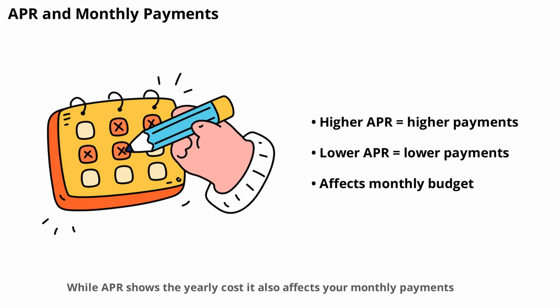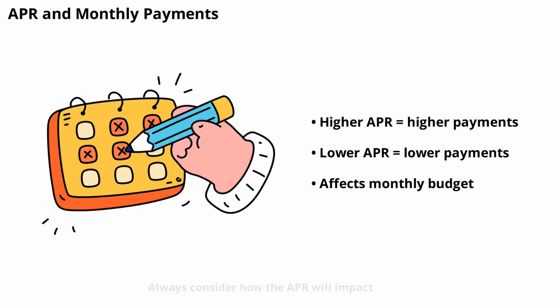While APR shows the yearly cost, it also affects your monthly payments. A higher APR means higher monthly payments, while a lower APR means you'll pay less each month. Always consider how the APR will impact your monthly budget before taking out a loan.